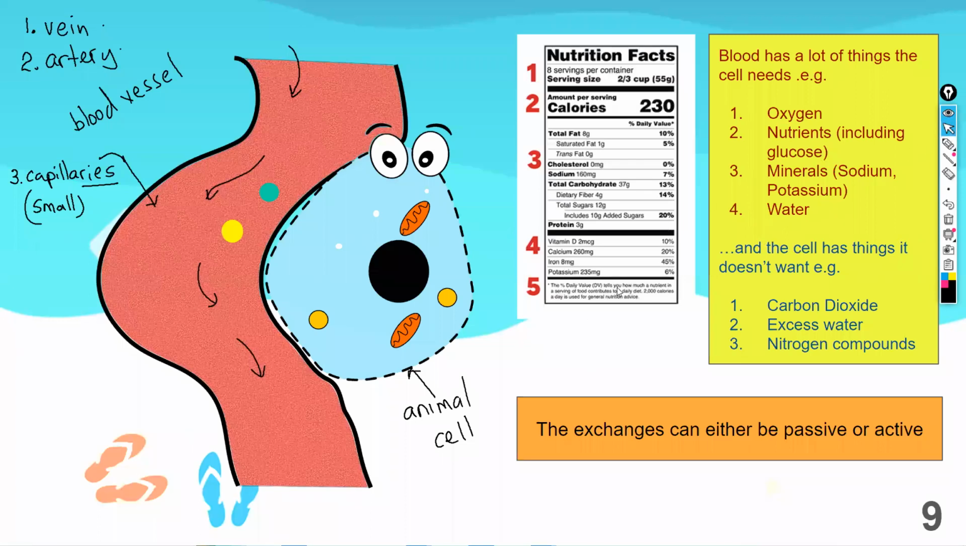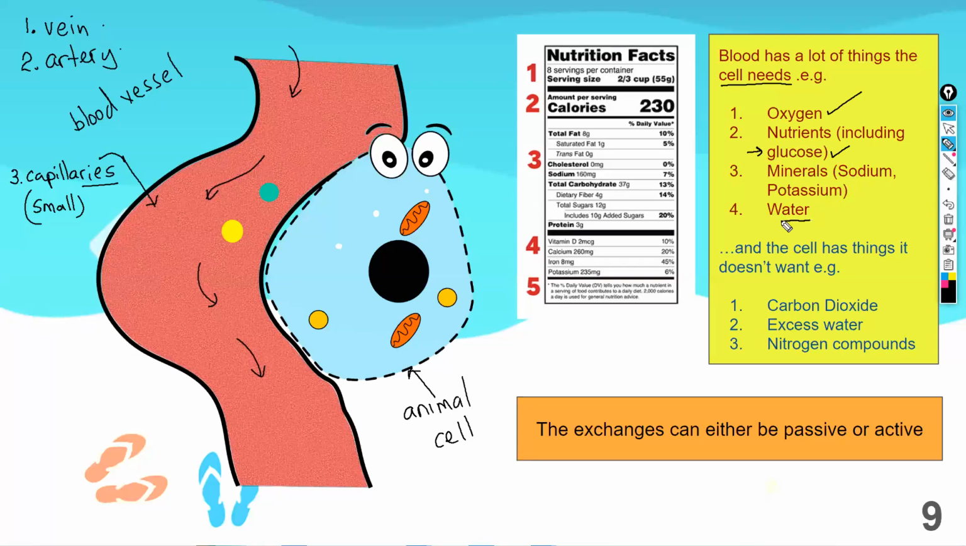So let's look at a few things blood has in it, right? Everyone look at the yellow block here. Blood has a lot of things the cell needs. Remember, this is your cell here. He needs a lot of things. Cells need oxygen. Remember, it needs oxygen so it can perform what? Respiration. It needs nutrients, and one of those nutrients happens to be glucose. It also needs what? Minerals like sodium and potassium.